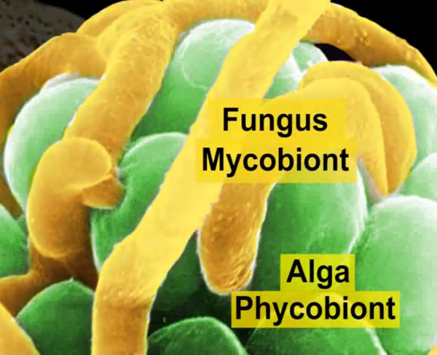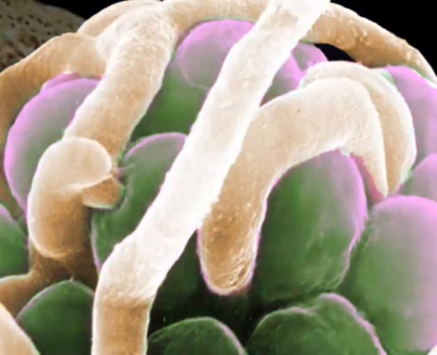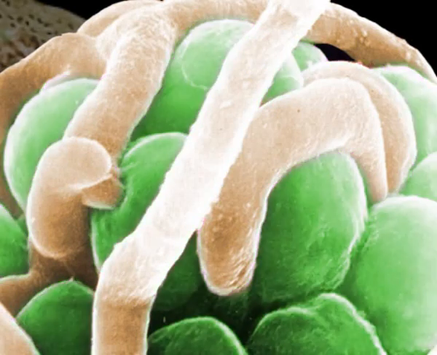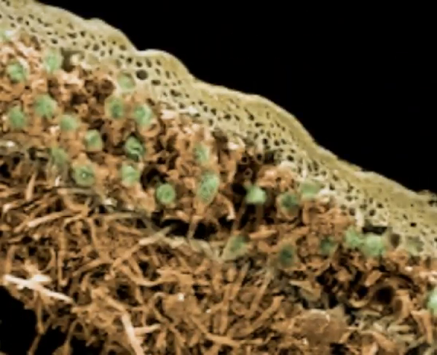Fungi, due to lack of chlorophyll, are incapable of making their own food. Alga, present in its association, provides food. Traditionally, 3 broad categories of lichens have been recognized.